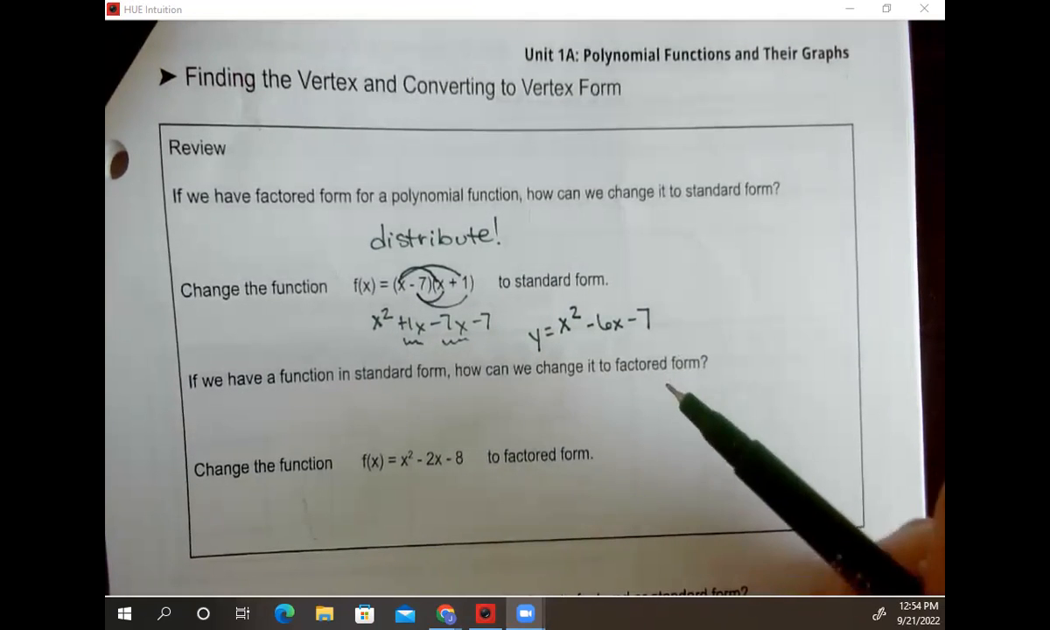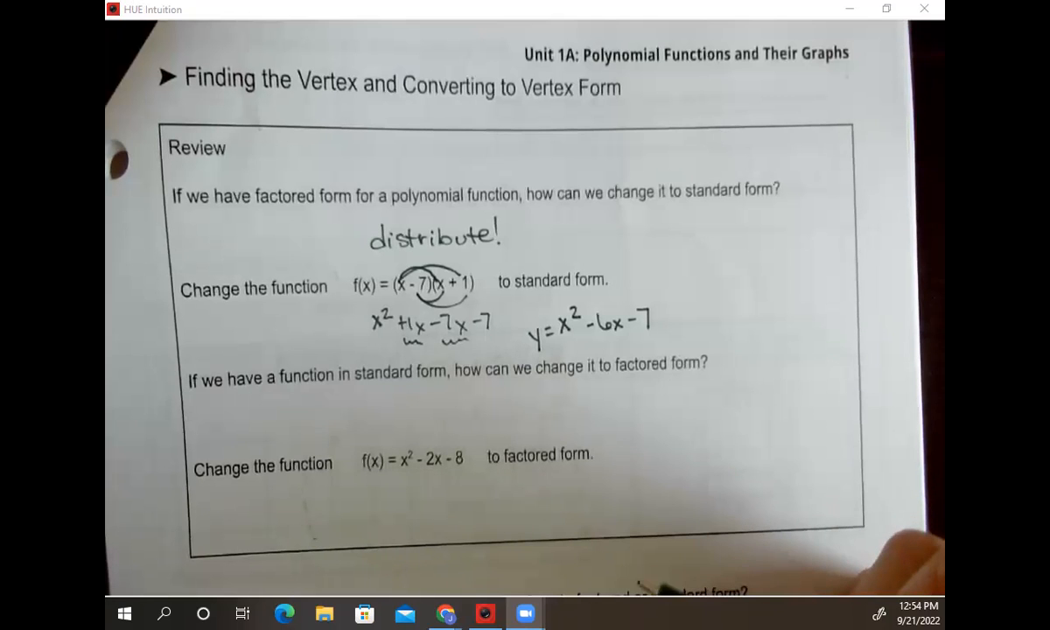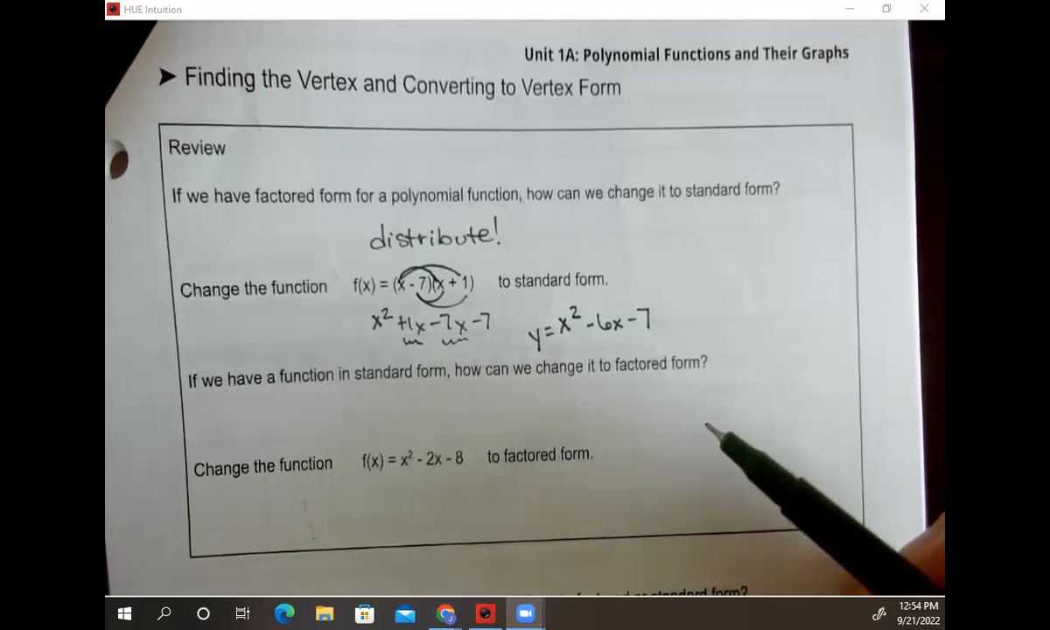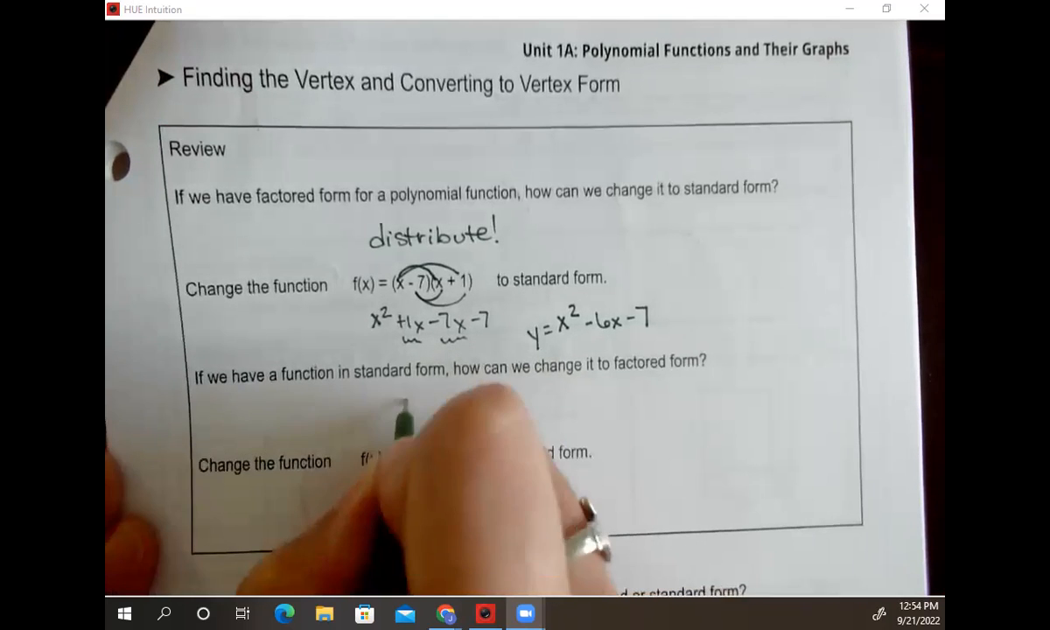That's why we care about standard form, right? Because we can get some information from this. We also get some particular information from factored form, and we'll talk about that in just a minute. If I have standard form, how do I get factored form? I have to factor, right? It's right there in the name. I have to factor.